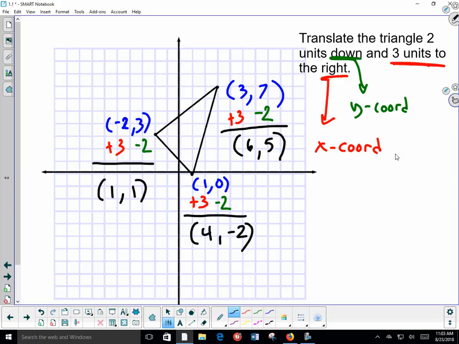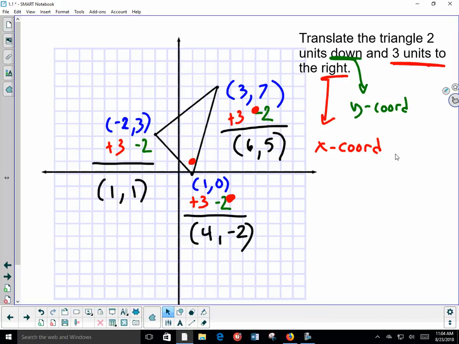So let's see how that works if I plot those 3 points. Let's see. I think I want to plot 6, 5. 1, 2, 3, 4, 5, 6. That's going to be right here. Okay. And then I want to plot 4, negative 2. 1, 2, 3, 4. Negative 2 is going to be right here. And then I want 1, 1, which is right here.